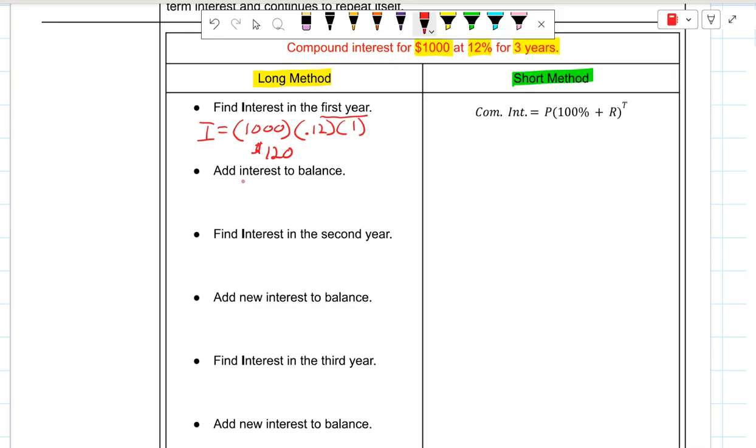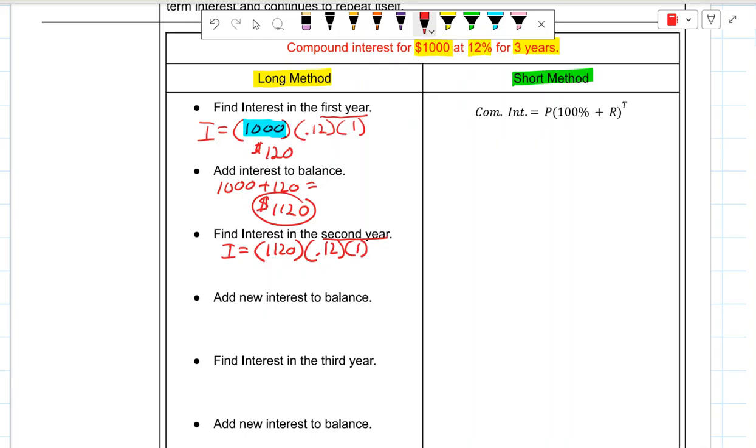All right, so what do you do with this? You go to the next step. Add the interest to the balance. What's the balance? So 1,000 plus 120 is 1,120. That's your new amount in your bank account. All right, so now you go to the second year. You bring your new balance down, you find your interest off your new balance. That's what compounding is. So interest is equal to the new principal times your rate of 12% times another year, the second year, which is also 1 year.